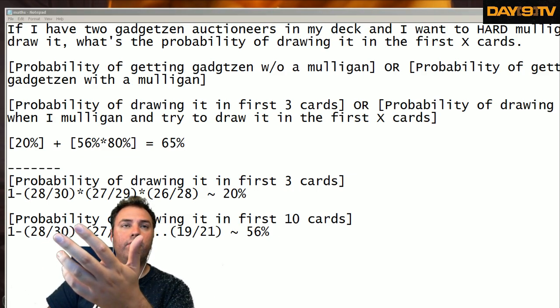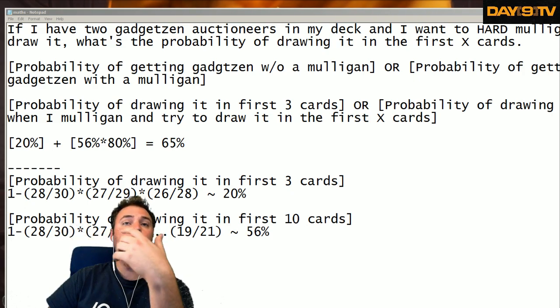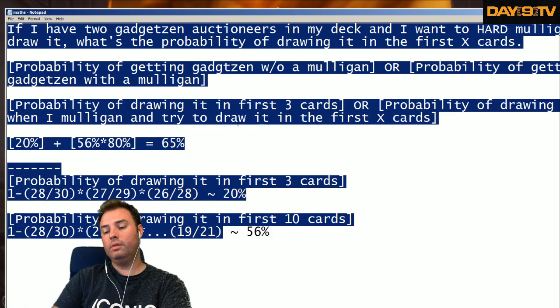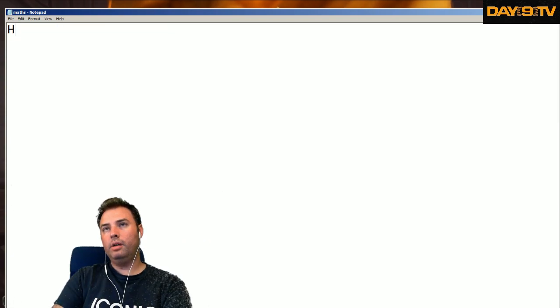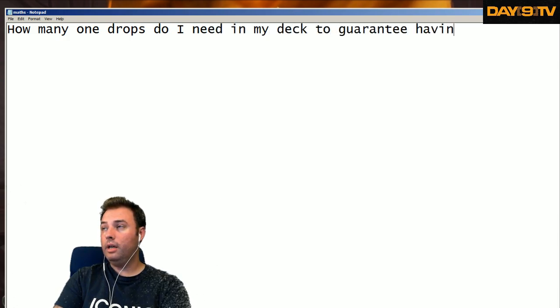Here's a great question from Pinfeldorf. How many 1-drops do I need in my deck to have an 80% chance to have one in my opening hand?